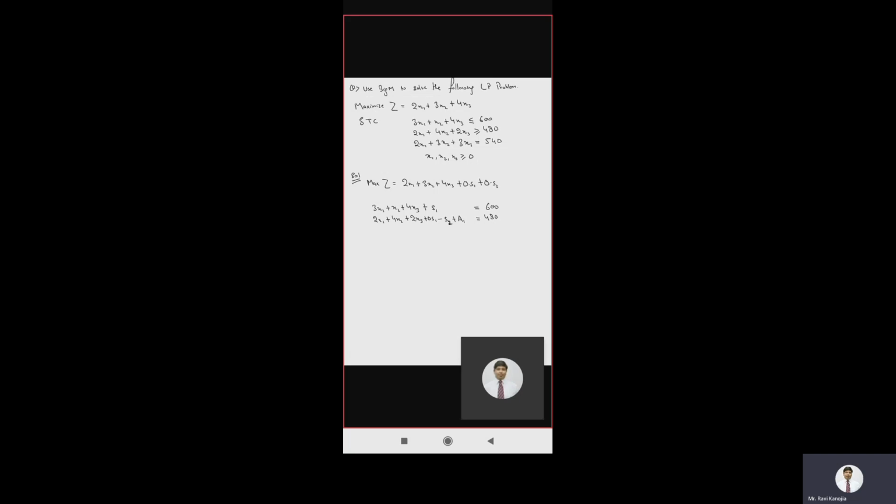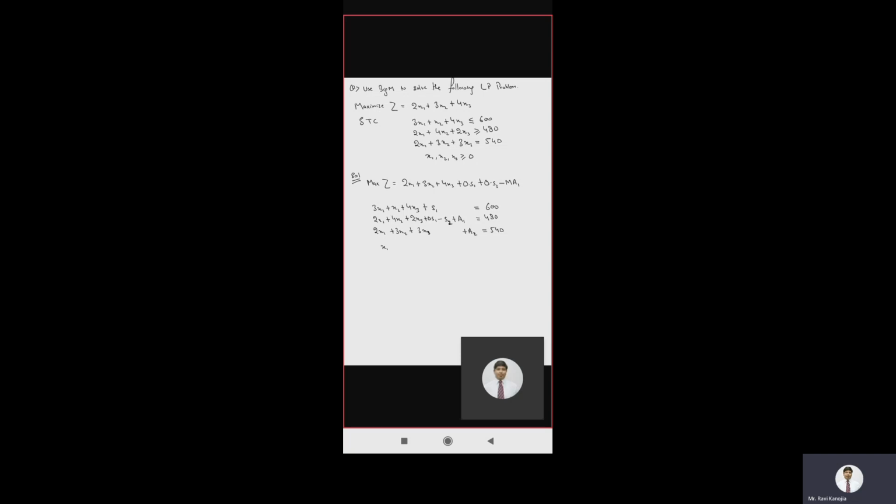Now, because it is a problem of maximization type, we have to assign a penalty of minus M, so it will come as minus M a1, where M is the penalty, which is very, very large. So we have 480, and then we have the third equation, 2x1 + 3x2 + 3x3 + a2, equal to 540.